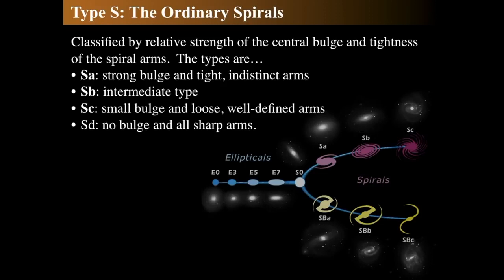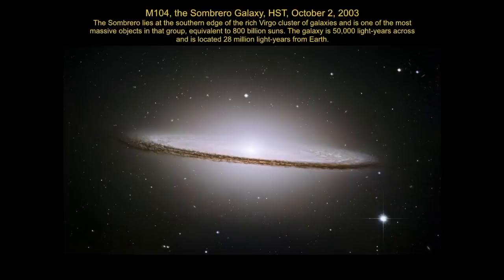So these tend to be really pretty, so here we go. This is the classic SA type galaxy, the Sombrero. It's just under 30 million light years from Earth. It's about half the size of the Milky Way at 50,000 light years across. And inside of here, there is some star formation going on.